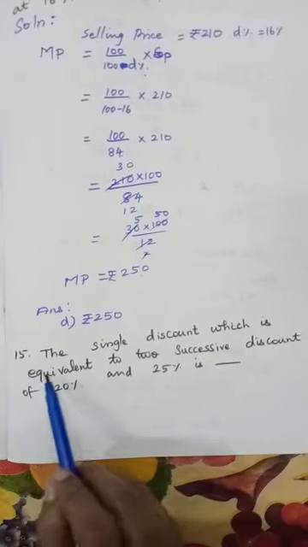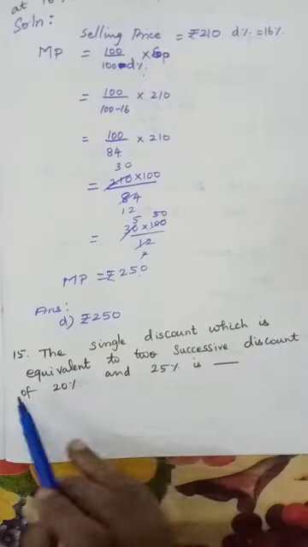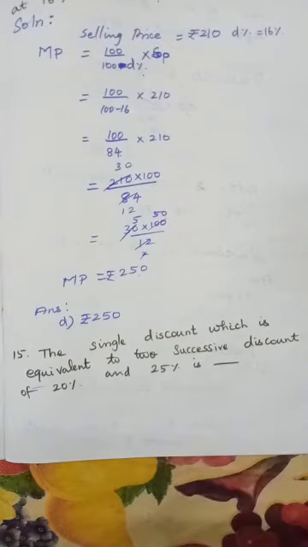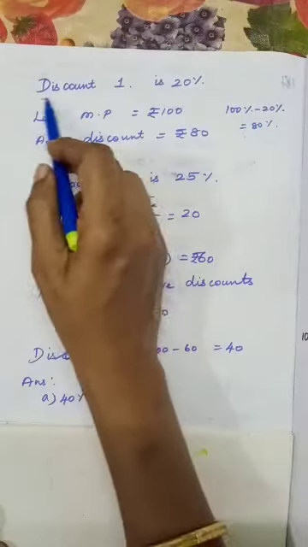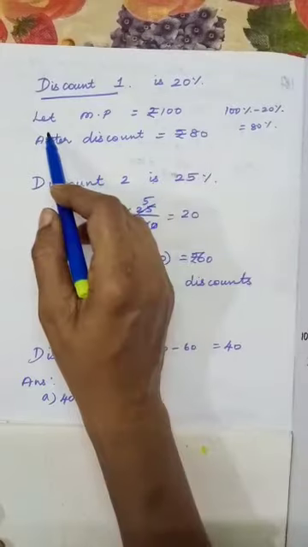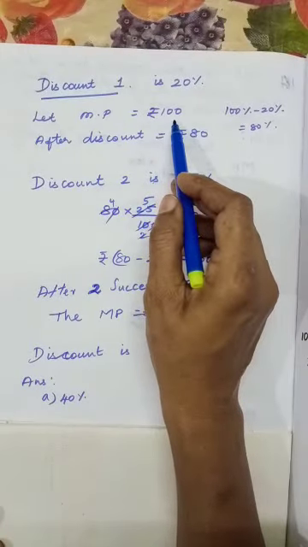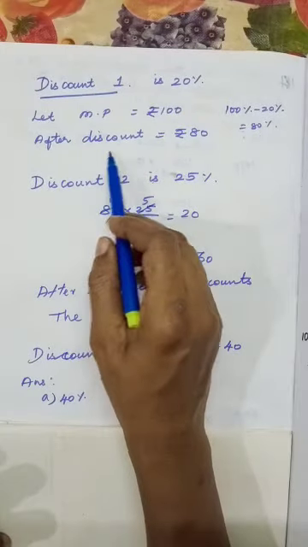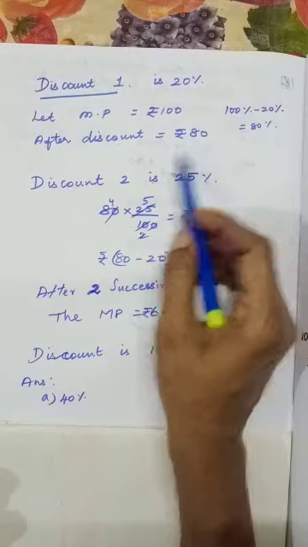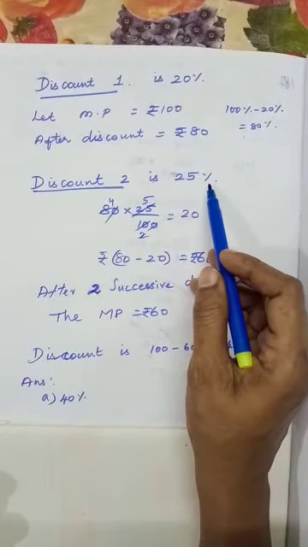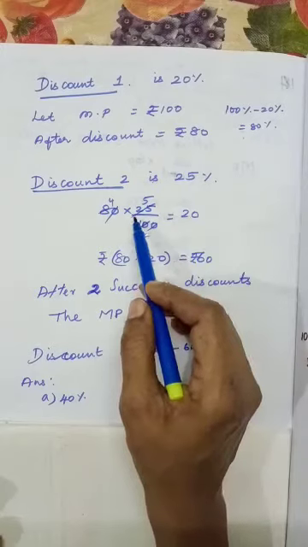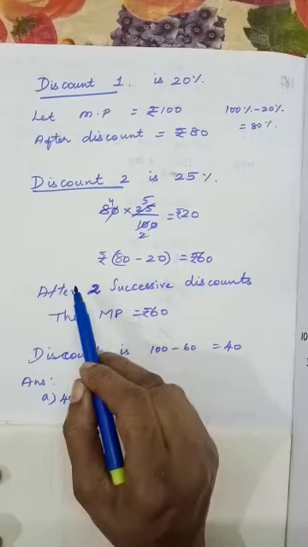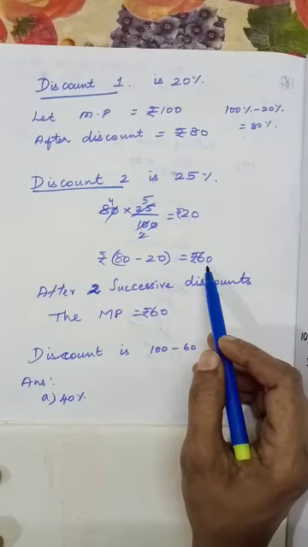Then 15th problem. The single discount which is equivalent to two successive discounts of 20% and 25% is dash. Discount 1 is 20%. Let MP be rupees 100. So 100 minus 20 is 80. That is after discount the money is rupees 80. So discount 2, 25%. From this 80 you have to find 25%. That is rupees 20. So 80 minus 20 is 60 rupees.